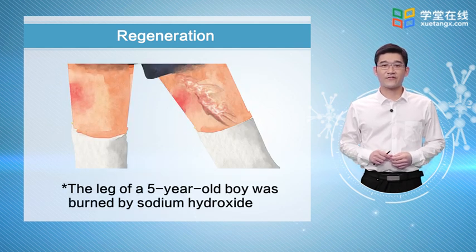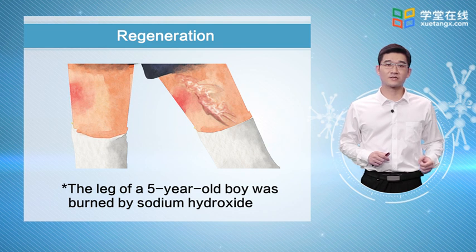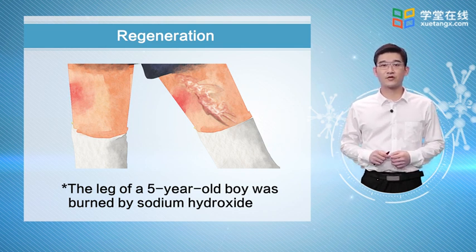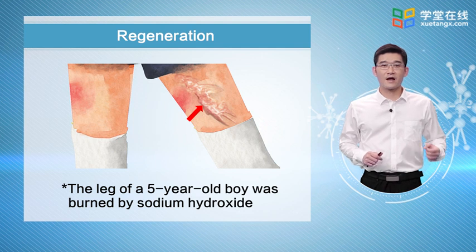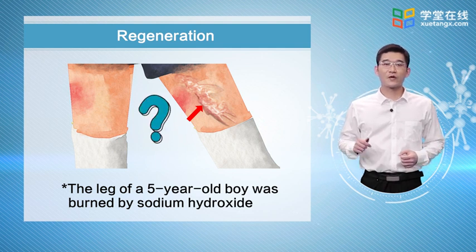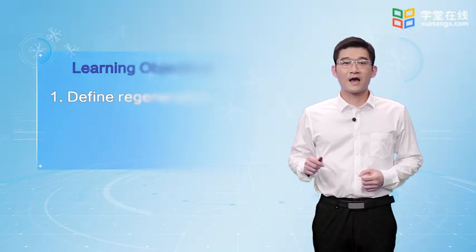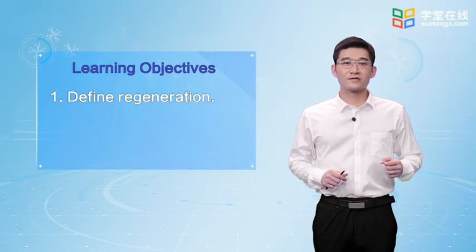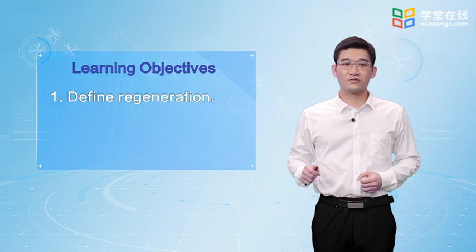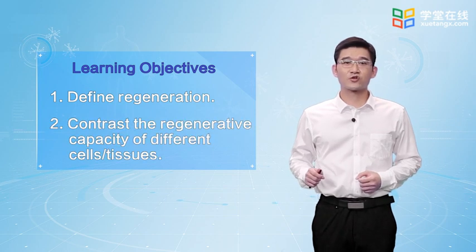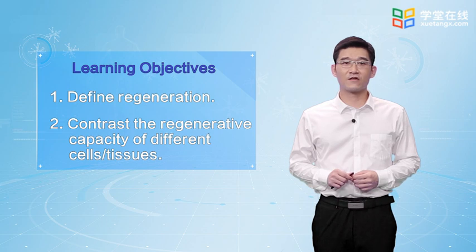The leg of a 5-year-old boy was burned by the sodium hydroxide. This picture shows the appearance of the skin in his leg. We can see obvious scarring. Then, let's try to think, how can we explain the changes that took place? After this class, students should be able to define regeneration and contrast regenerative capacity of different cells or tissues.